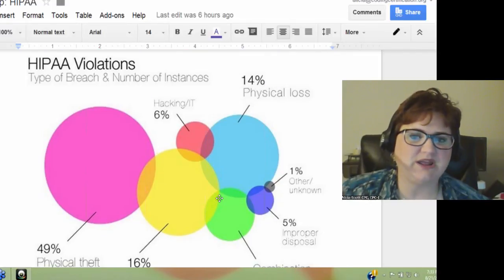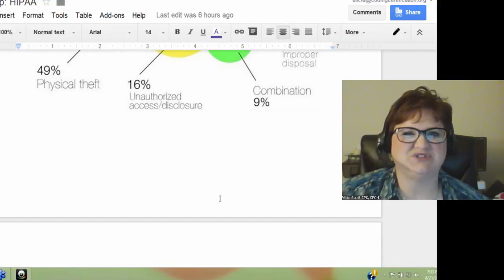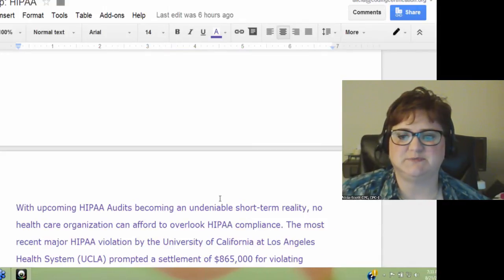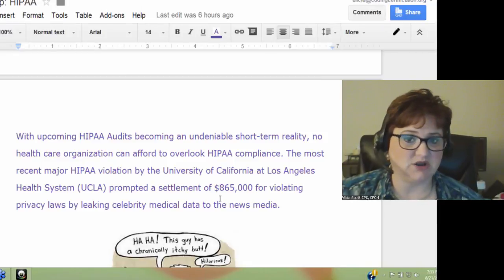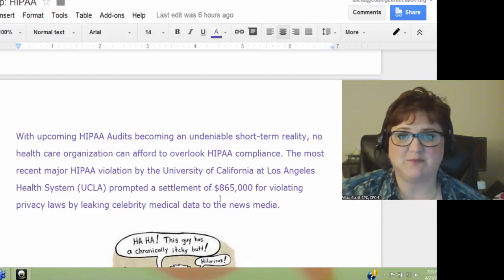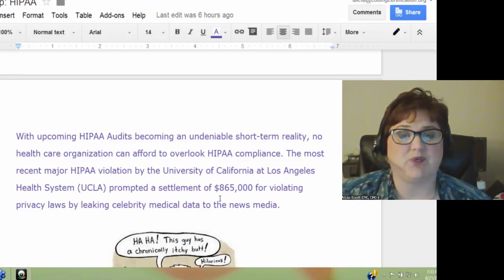Anyway, I thought that was pretty interesting, HIPAA violations. And again, this was like 2012, so it's a few years back. With upcoming HIPAA audits becoming an undeniable short-term reality, no healthcare organization can afford to overlook HIPAA compliance. If you're working in maybe a doctor's office with one doctor or two doctors, if you don't have a compliance plan that is involved with HIPAA, and HIPAA is not something that you talk about on a pretty regular basis, it might want to be brought up.